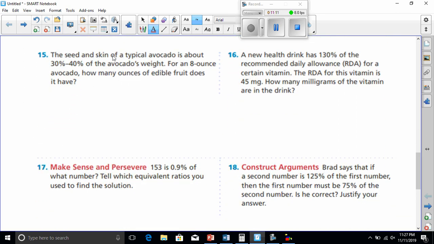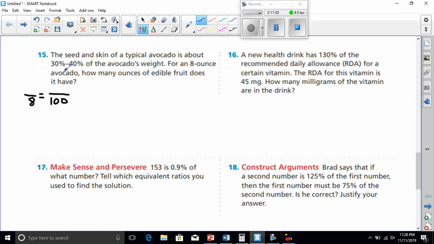The seed and skin of a typical avocado is about 30% to 40% of the avocado's weight. For an 8-ounce avocado, how many ounces of edible fruit does it have? Now, this is going to take a little bit more math than the others, only because I'm dealing with a range here of 30% to 40%. So I'd have to realize that I'm talking about an 8-ounce avocado, which is 100% of the weight of the avocado.